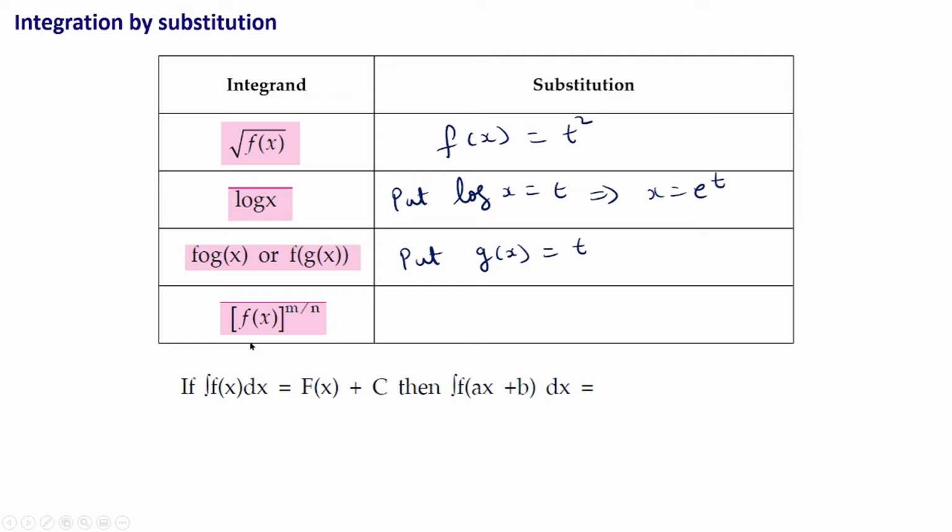Next, if the integrand is of the form f of x the whole raised to m by n, then we have to put f of x equal to t raised to n. That is, what is in the denominator of the fraction should be taken as the power of t. And if we have integral f of x dx is equal to capital F of x plus c, then integral f of ax plus b dx will be 1 by a capital F of ax plus b plus c.